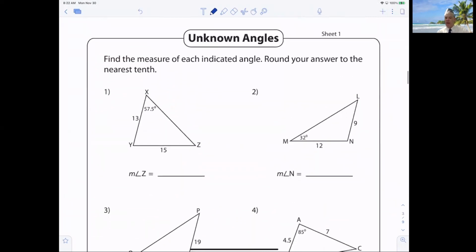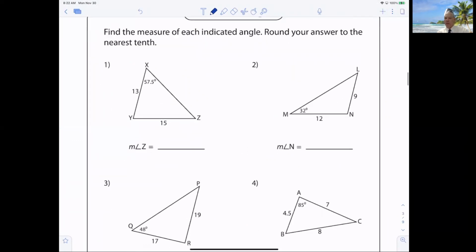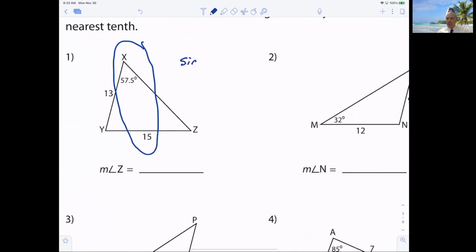Now we have a little issue on the next worksheet. The issue I have on the next worksheet is that we are now looking for an angle. So again, not that much difference. So we have sine 57.5 over 15 equals sine of Z over 13.